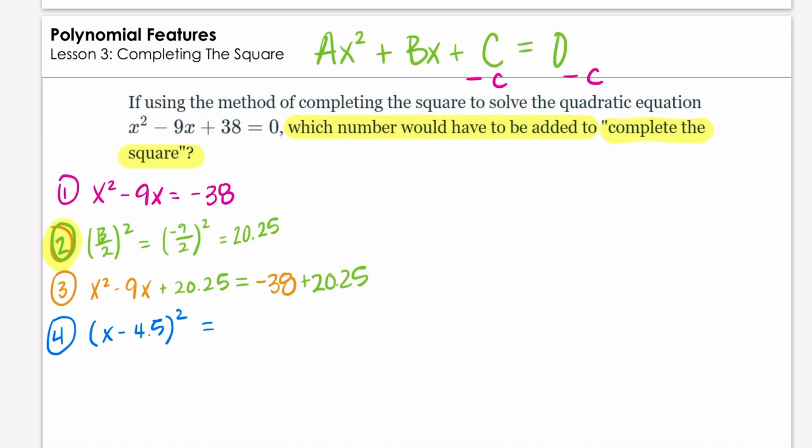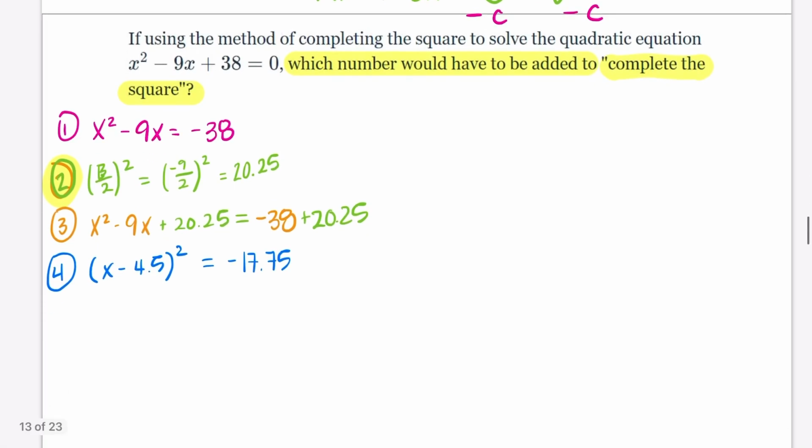Negative 38 plus 20.25 is negative 17.75. So now we got that, and we can solve for x. So step 5, if you want to call it a different step, you can. Maybe this is kind of the same step, but step 5 now, I'm running out of color, so just repeat pink. We're going to square root both sides. Once I do that, I get x minus 4.5 on the left equals the square root of negative 17.75.